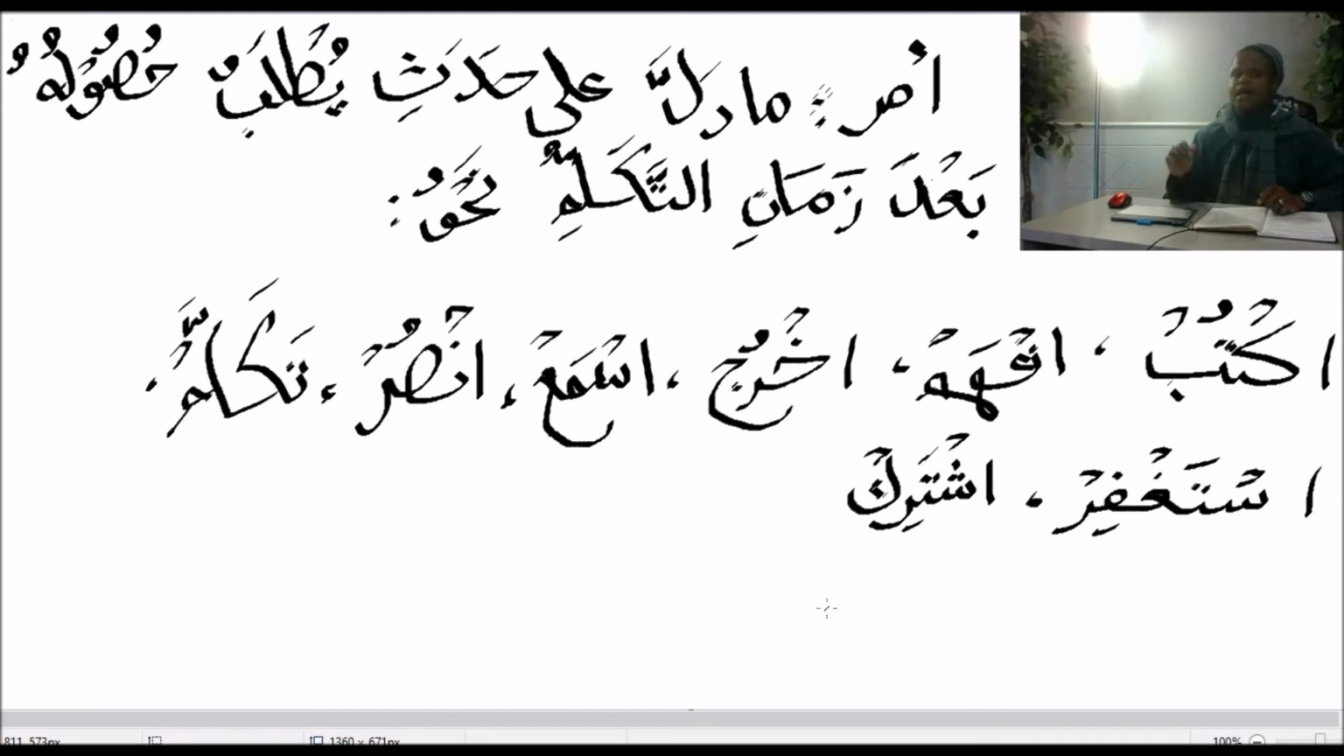The fi'l amr is ما دل على حدث يطلب حصوله بعد زمان التكلم. That word that indicates an occurrence that is sought or requested to happen after being mentioned.